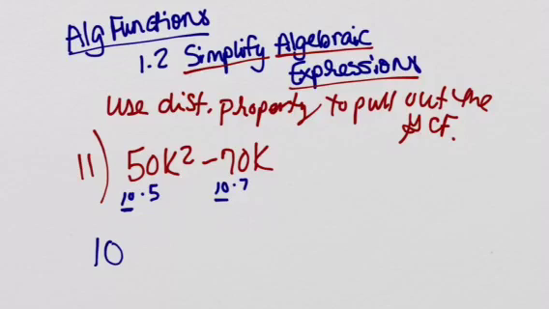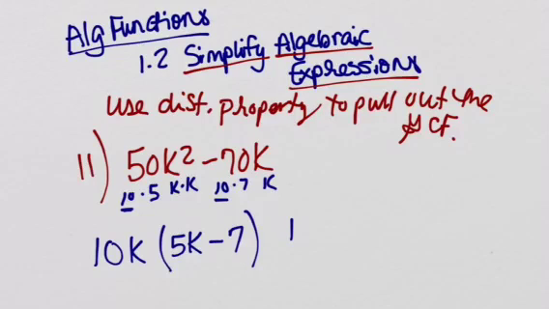I'm going to pull a 10 out. But notice too that he's got 2 k's, he's got 1. I could take a k out. And then I'm just going to write down whatever's left over and make sure that it's relatively prime. So 50 divided by 10 is 5. If I have 2 k's and I take away 1, I have 1 left. And if I do 70 divided by 10, I have a 7 left. And if I take away that k, there's no k's left. So I'm just left with 5k minus 7.